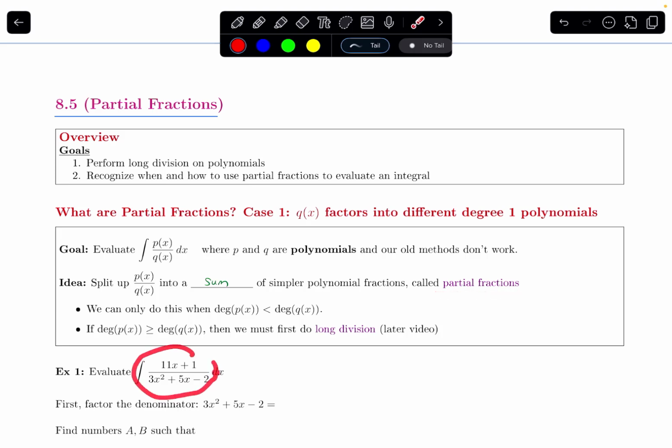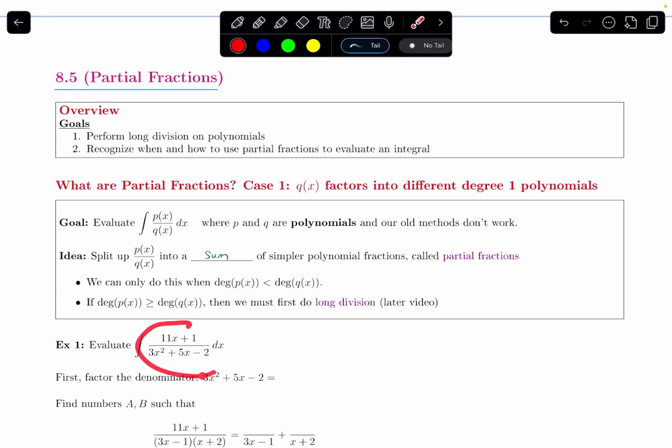So for something like this, I'm going to try to split it up as some fraction plus some fraction, where those two fractions are hopefully going to be simpler to integrate. All right, so let's take a look at this example to motivate the idea. I first want to talk about, well, why would our old methods like u sub not work for this? Because I think a u sub in particular is a natural thing to try.